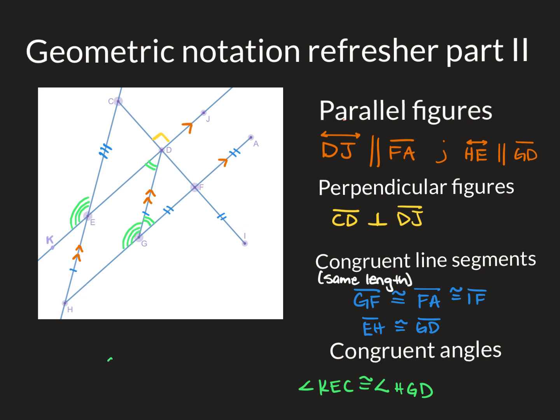And then I also have over here that these 2 angles are going to be the same. So I could write out angle EDG, that's this angle right here, ED to G, that's going to be congruent to angle FGD.